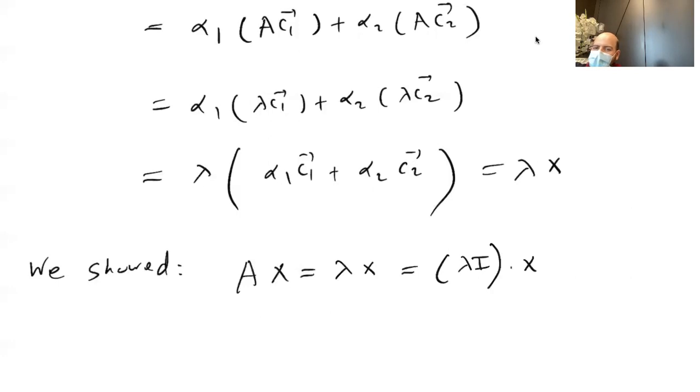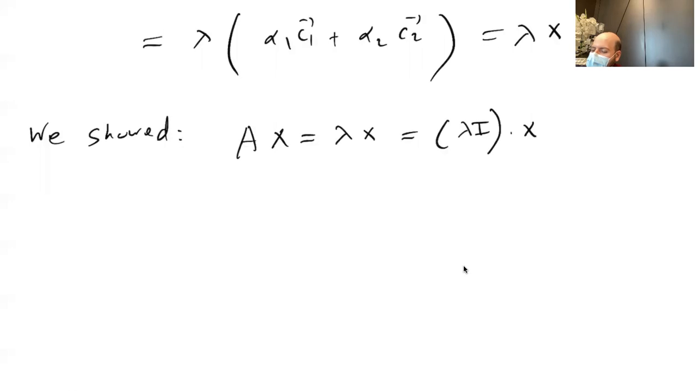So this vector here, lambda X, on one hand can be written as AX. We just showed it above. On the other hand, it can be written as lambda I times X, where I is the identity matrix, because I times X is X, and lambda times that will be lambda X. And this holds for every vector X in R2.